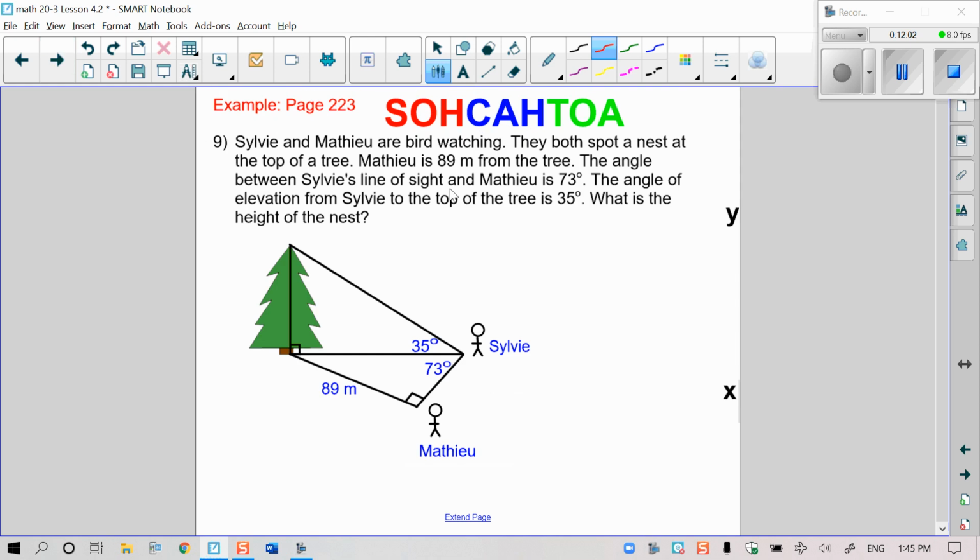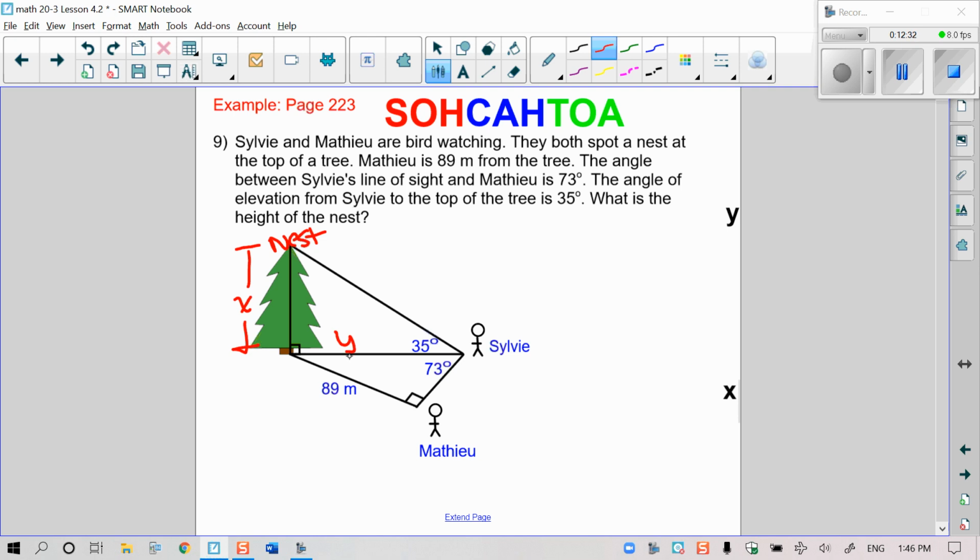Okay, and let's look at question number 9. Sylvie and Matthew are bird watching, and they're looking at a nest at the top of a tree. Really what they want to know is how high above the ground the nest is. Matthew is 89 meters from the tree. The angle between Sylvie and Matthew's line of sight is 73 degrees, and the angle of elevation from Sylvie to the top of the tree is 35 degrees. I want to know the height of the nest.